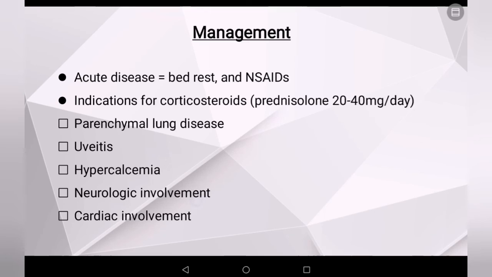So what is the management of sarcoidosis? In the acute disease, the only treatment is bed rest and the use of non-steroidal anti-inflammatory drugs, which decrease the inflammation and also resolve the acute episodes. So this type of treatment is supportive. But there are some indications for corticosteroids as it is an autoimmune disorder. So we will give prednisolone 20 to 40 milligram per day. These indications are parenchymal lung disease, uveitis, hypercalcemia, neurological involvement, and cardiac involvement.